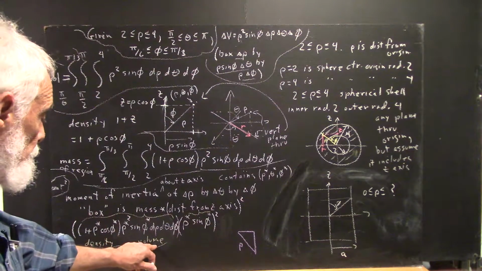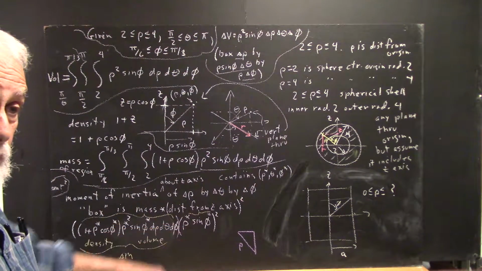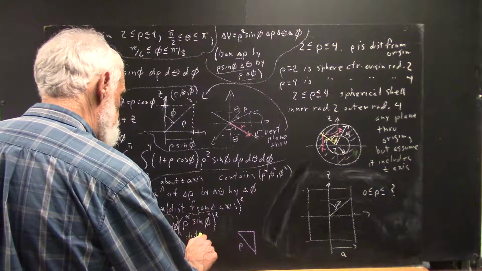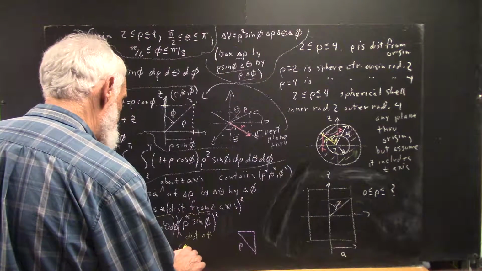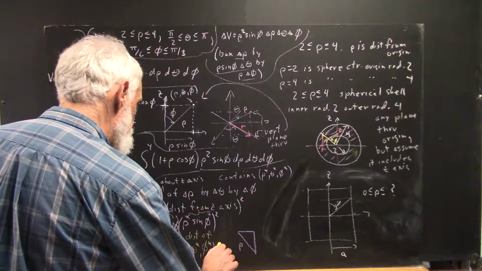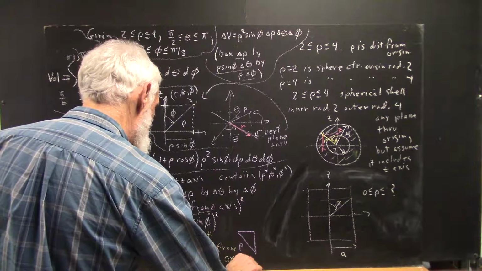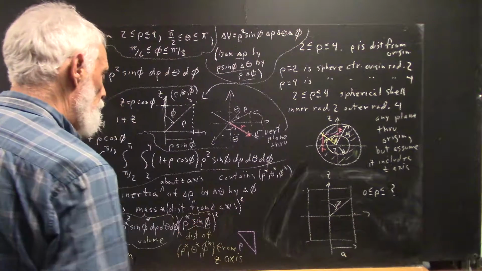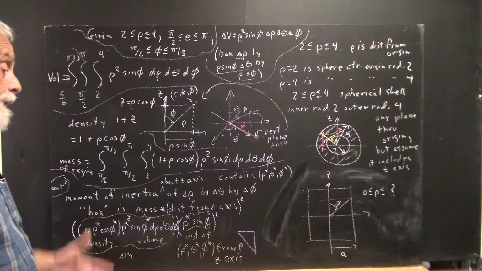Okay, the density times the volume is the mass. And this is the distance from the z-axis. That's the distance of the point rho star, theta star, phi star from the z-axis. And of course, we're squaring that because that's what you do to get moments of inertia. From physics, you should understand why.